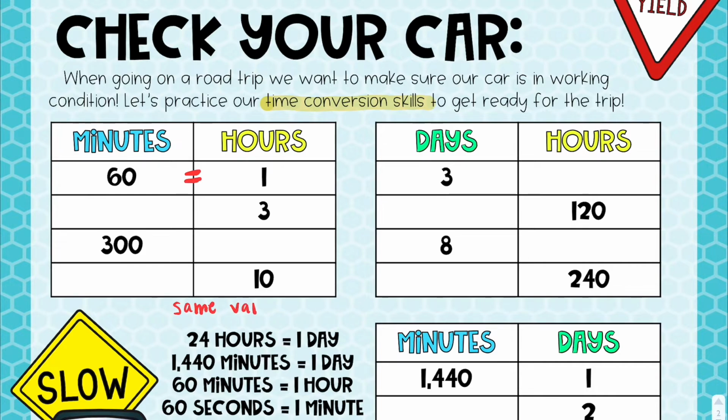So the first two units I'm looking at are minutes and hours. So I know that 60 minutes has the same value as 1 hour because there's 60 minutes in an hour. So now I need to figure out how many minutes is in 3 hours. So go ahead and pause the video and try that out.